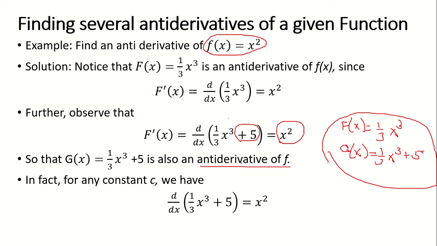Okay? So, ang ibig lang sabihin nun, kahit na anong constant ang i-add natin dito sa 1/3 x cubed, the derivative will still be x squared because the derivative of a constant is 0. So, it doesn't matter kahit anong constant ang i-add natin dito sa 1/3 x cubed. Ang lalabas pa rin na derivative ay x squared. So, magiging antiderivative pa rin sila ng function na yan.